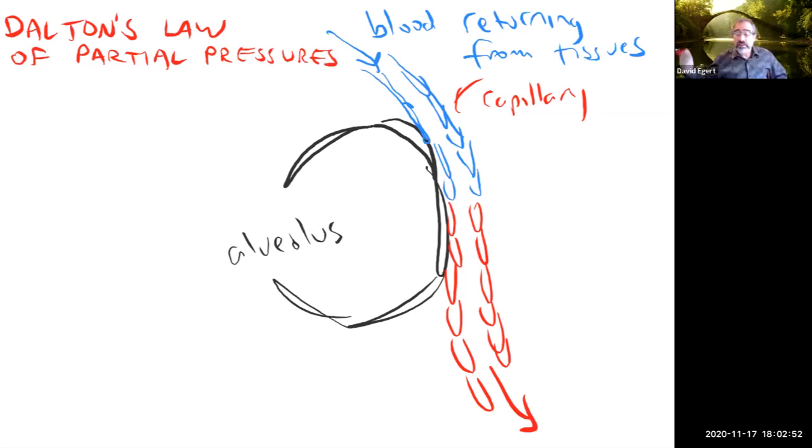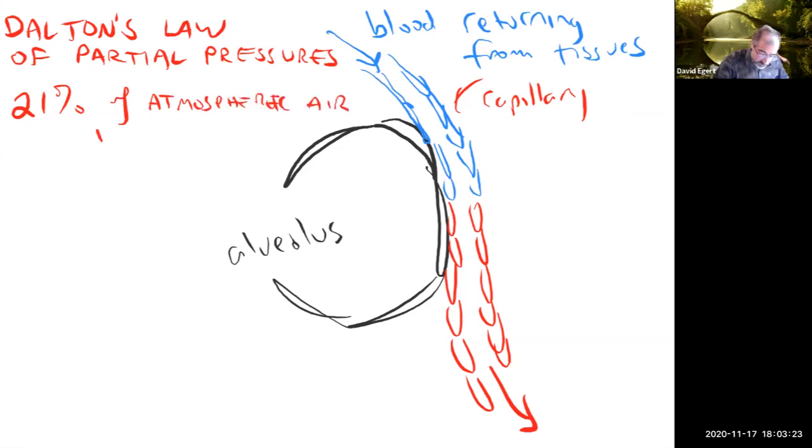Air in the room is made up of a bunch of different gases. What's the main gas in the air in the room? Nitrogen. It's almost 80% nitrogen. Oxygen only makes up about 21% of the air. So 21% of atmospheric air is O2.